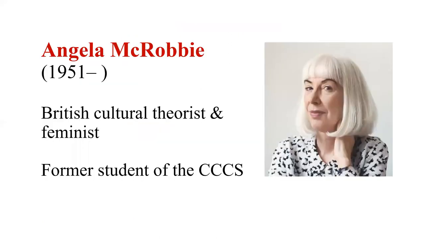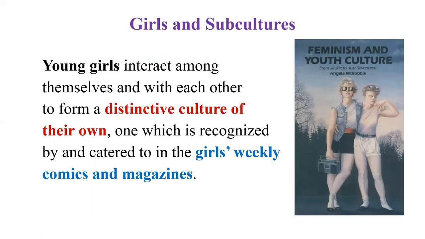Then we have Angela McRobbie, one of the famous cultural critics, also a former student of the Centre and also a feminist. Earlier, Dick Hebdige talked about subculture, but he talked about subculture associated with boys. What about girls? That's the question raised by Angela McRobbie. This is her famous book, Feminism and Youth Culture, From Jackie to Just 17. Here, the words Jackie and Just 17 refer to journals, magazines.